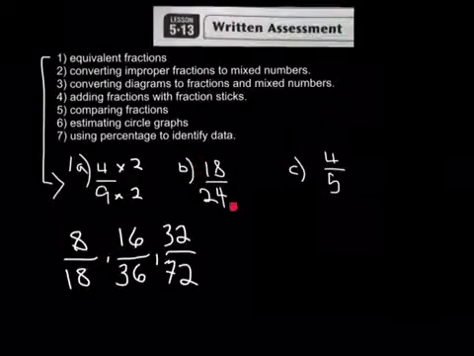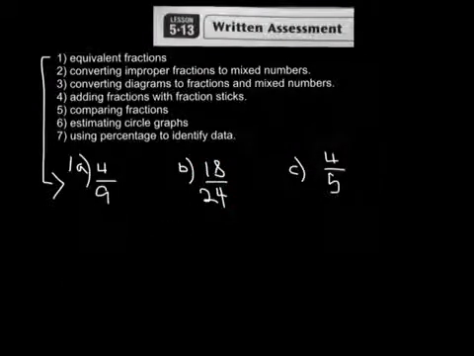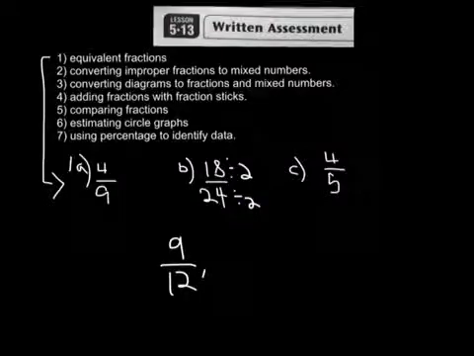Okay, let's do 18 over 24. In order to find equivalent fractions for 18 over 24, we can find a common factor. We know that they're both divisible by 2 because they're both even. So you can divide them both by 2, and that'll give you an equivalent fraction. If you divide the top by 2, and you divide the bottom by 2, you're going to have 9 over 12. Right? You can also see that they're both divisible by 3.